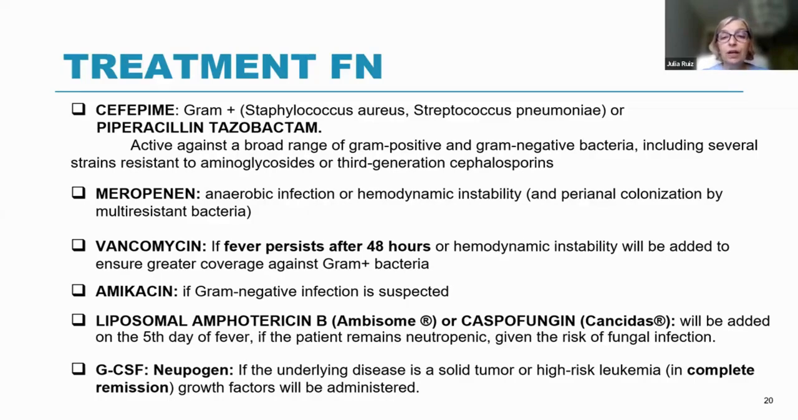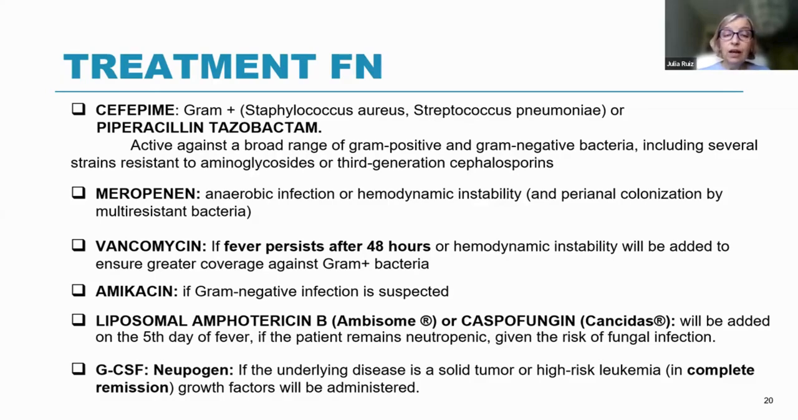including several strains resistant to aminoglycosides and third-generation cephalosporins. This is very important because, as we will see in the next slide, just a few words about the multi-drug resistant bacteria, it's important to keep in mind because it's a difficult issue in healthcare nowadays. Next, what would we do if we have an anaerobic infection, already discovered by the cultures, or there is a suspicion of anaerobic infection or hemodynamic instability, or we have the peritoneum colonized by multi-resistant bacteria? We are going to administer meropenem.